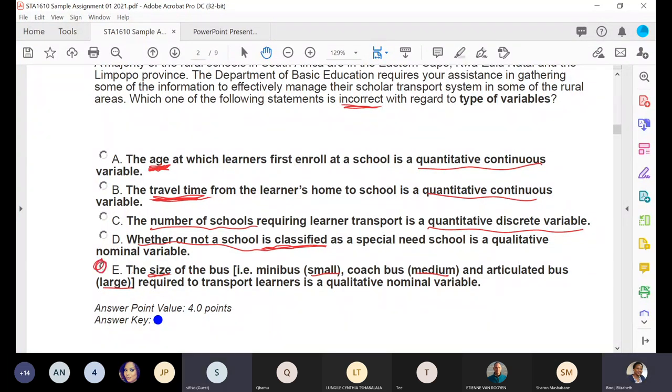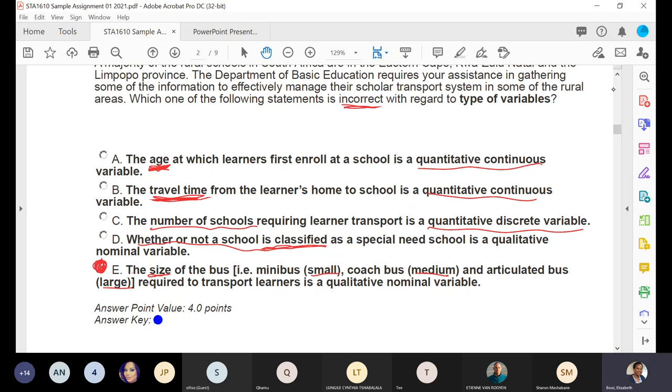And the answer is E. Because age, we cannot count age. So you remember when we also did the content, we talked about age. Age is continuous. Time is continuous, because you measure time in minutes, seconds. The number of schools, because you can count how many schools you have, is quantitative discrete.